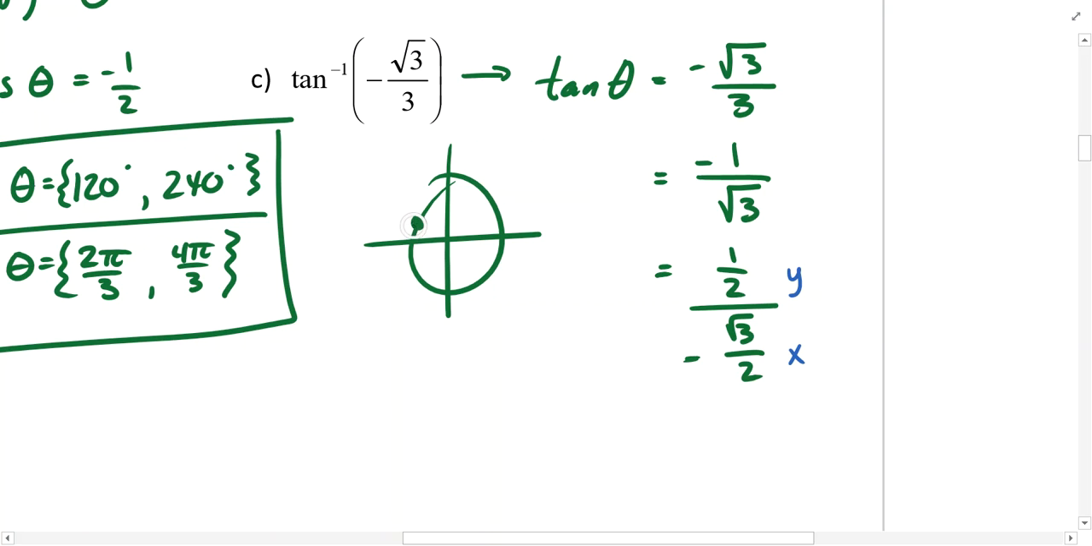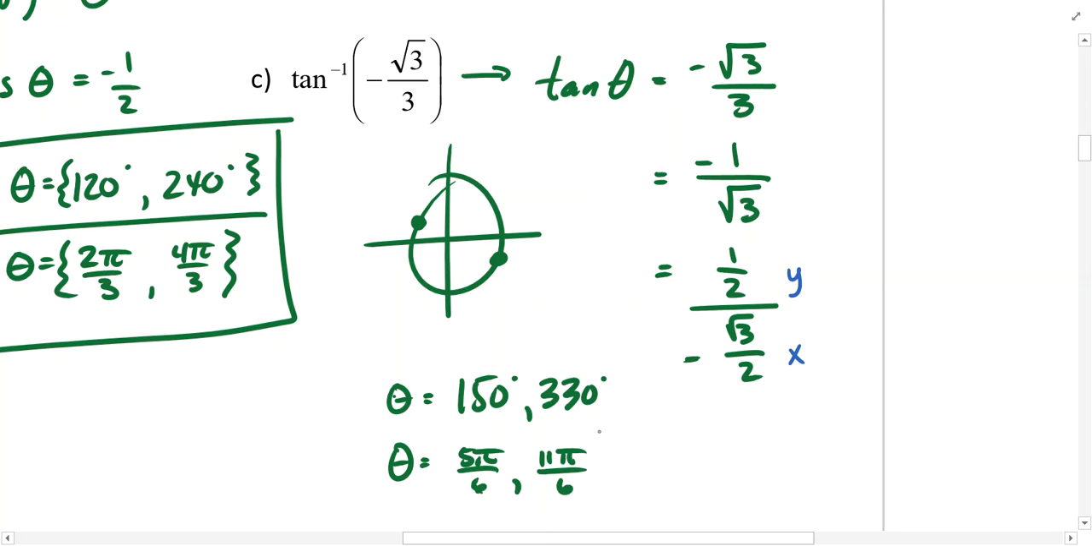Y value is a positive 1/2, while the x value is negative radical 3 over 2. Or this position: y value is negative 1/2, while the x value is positive radical 3 over 2. So the position in degrees would be 150 degrees or 330 degrees. The position in radians would be 5 pi divided by 6, or 11 pi divided by 6.